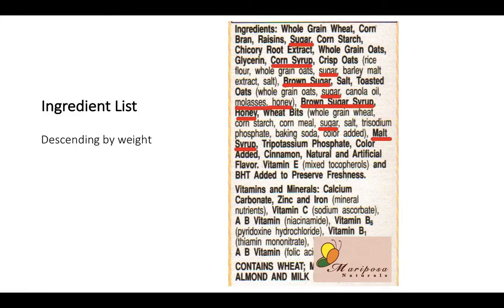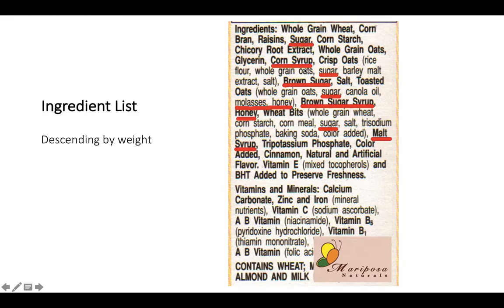So let's go ahead and look at the ingredient list. The ingredient list can be one of the best resources on the nutrition facts panel. They're going to be listed in order by descending weight. So essentially what that means in this particular product, whole grain wheat is the most by weight in comparison to corn bran or raisins or sugar.